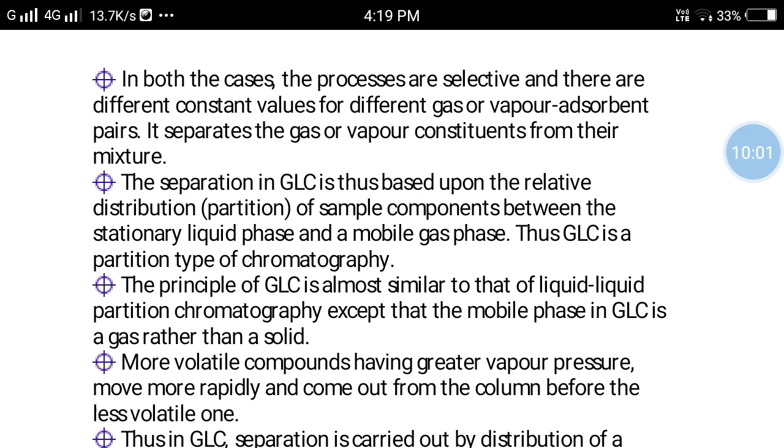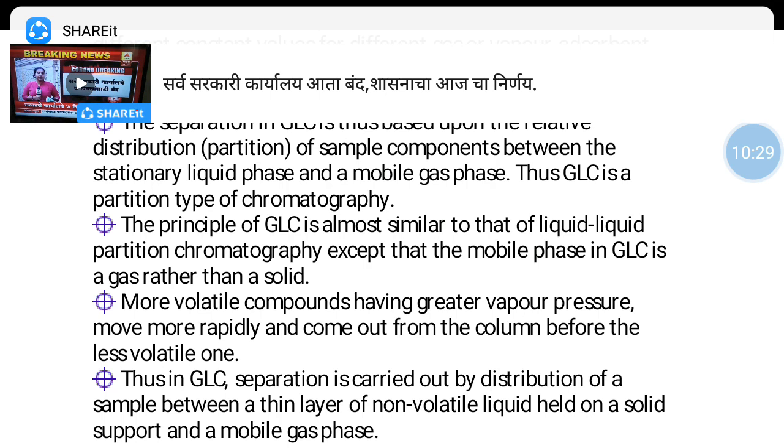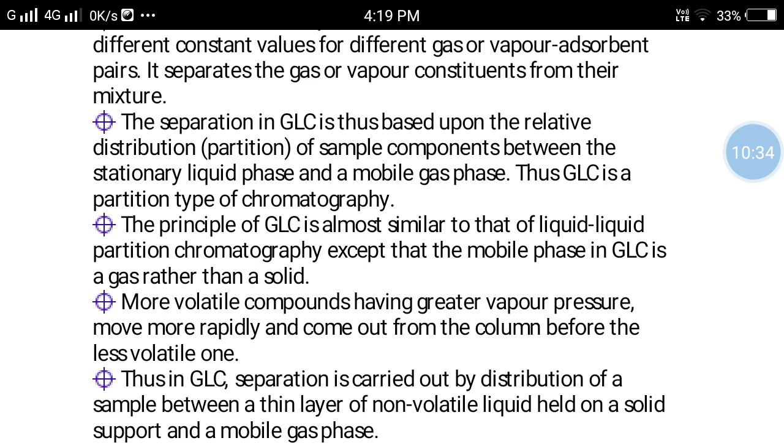In separating the gas or vapor constituent from their mixture, the separation in GLC is thus based upon the relative distribution, that is partition, of the sample component between the stationary liquid phase and a mobile gas phase. Thus, GLC is a partition type of chromatography. The principle of GLC is almost similar to that of liquid-liquid partition chromatography, except that the mobile phase in GLC is a gas rather than a liquid.